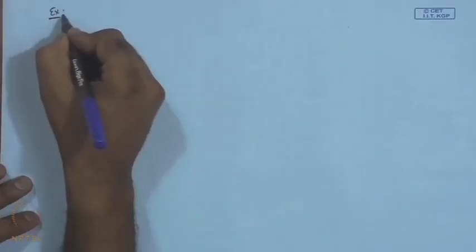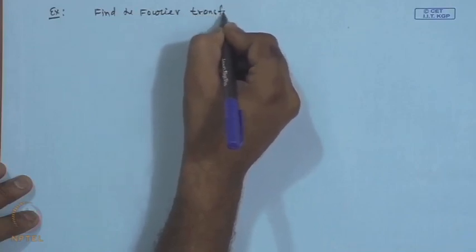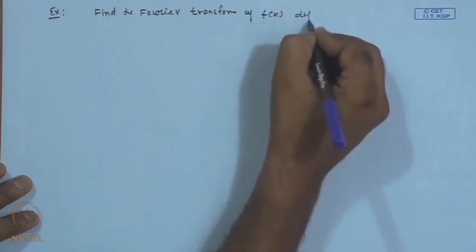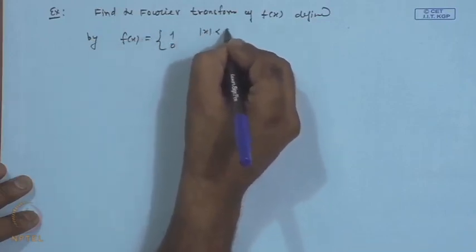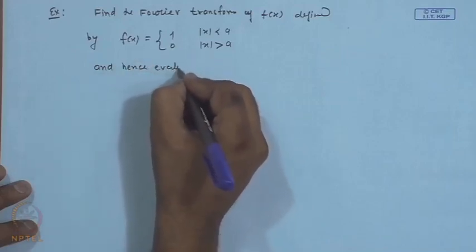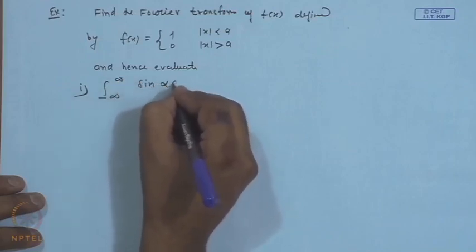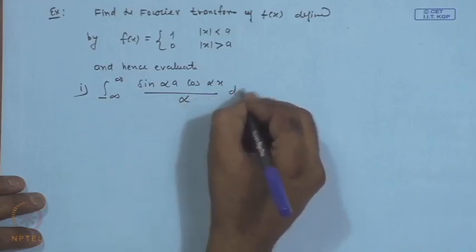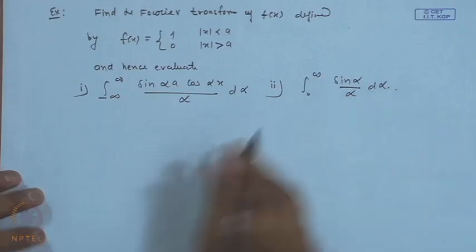We have two more special examples where we will evaluate some special integrals, and the first example in this category: find the Fourier transform of f(x) defined by f(x) equal to 1 when x is less than a in absolute value and 0 when x is greater than a, and hence evaluate the integral from minus infinity to plus infinity of sine alpha a cos alpha x over alpha d alpha, and also the integral from 0 to infinity of sine alpha over alpha d alpha.